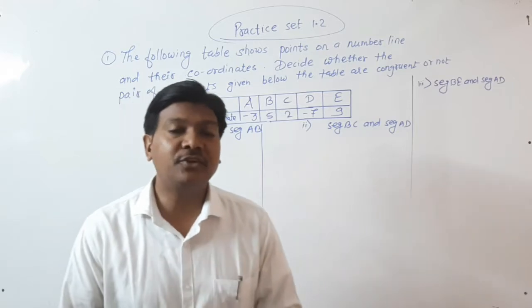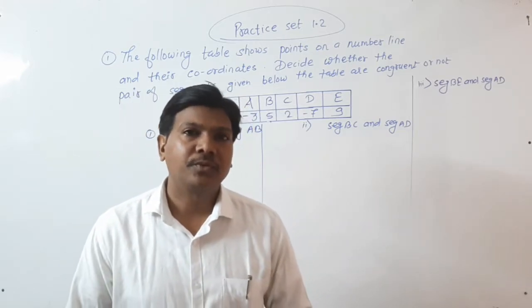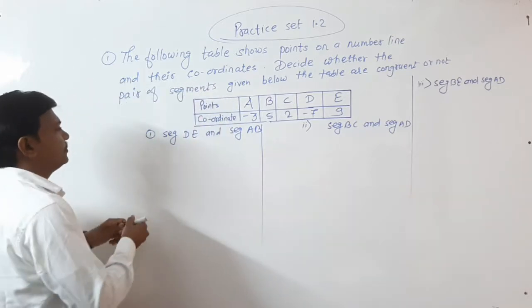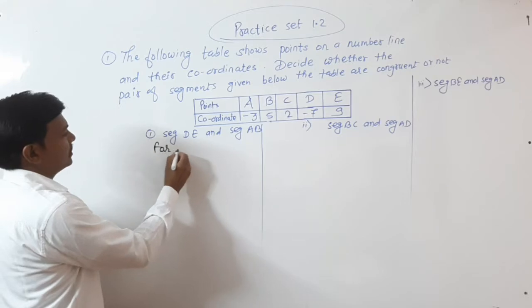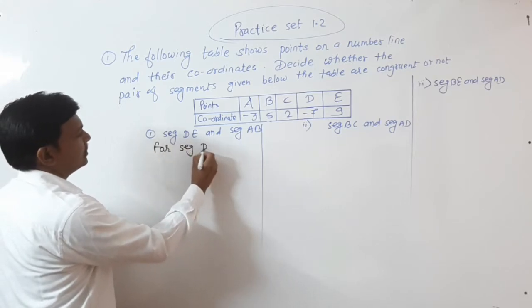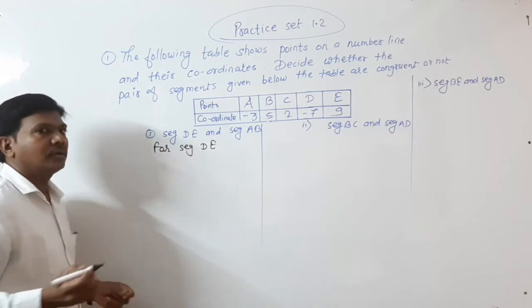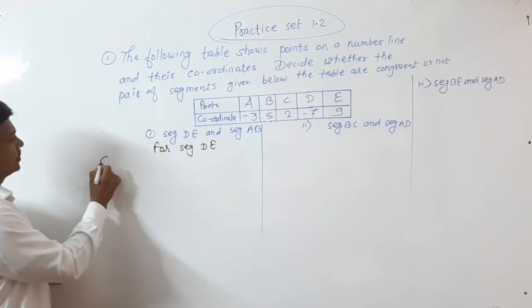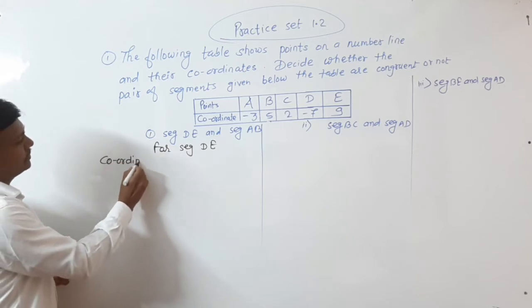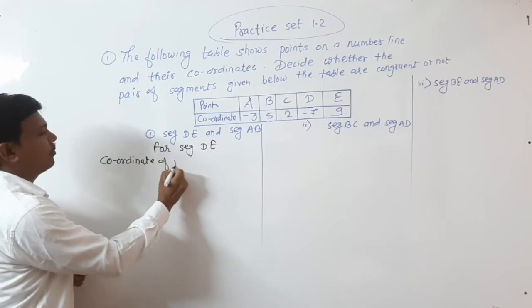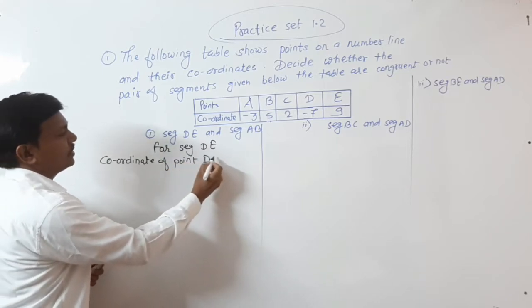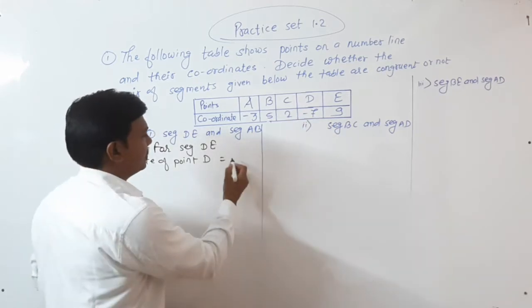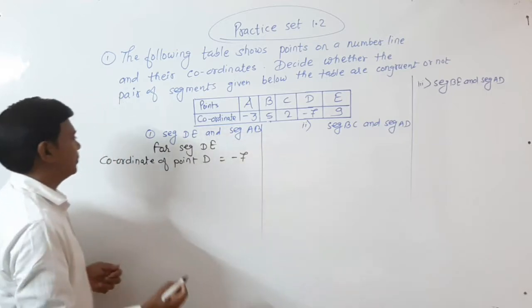How can you find the distance between 2 points? So again, we write their coordinates. So here, for segment DE, tell me from the table the coordinates of point D. The coordinate of point D is equal to, see, the coordinate of point D, that is -7. So we write here -7.